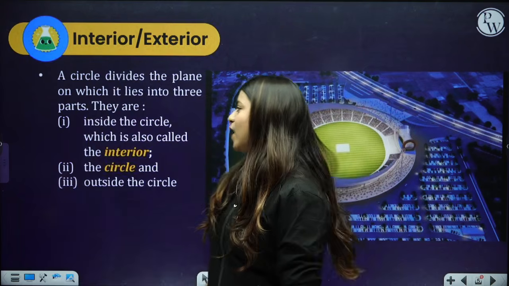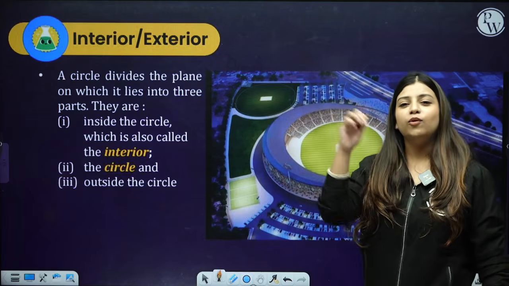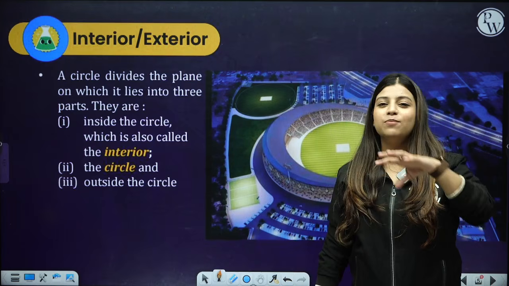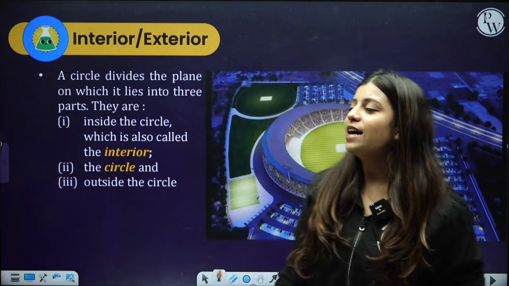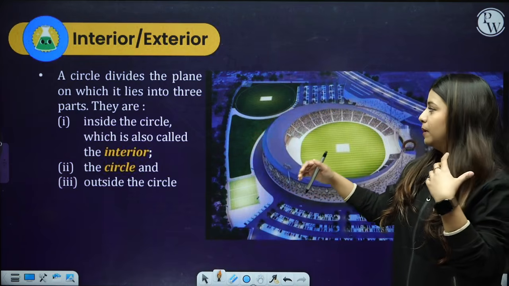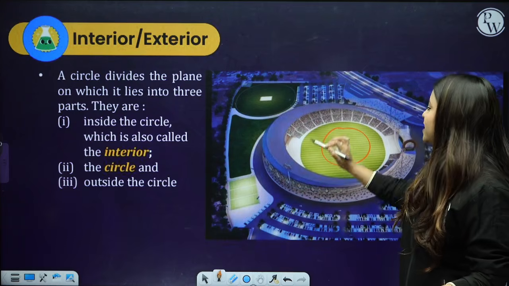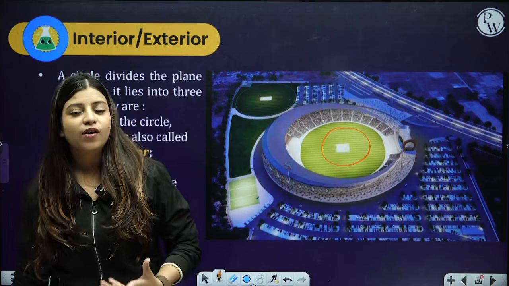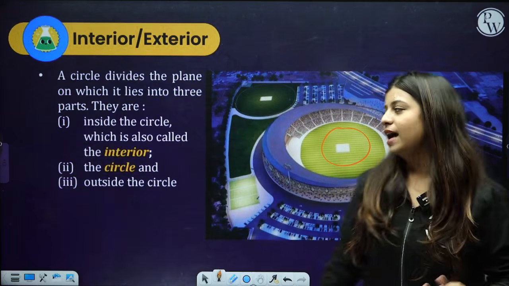Now again, let's talk about this with the cricket stadium. Let's take the boundary of the cricket stadium as the circle. That boundary is on the circle. If any ball lands on the boundary, that means a 6, of course, directly. All the visitors, the people who watch the match, are sitting outside the circle, and all the players are present inside the circle. So these are the three different parts into which a circle divides the plane: interior, exterior, and on the circle.